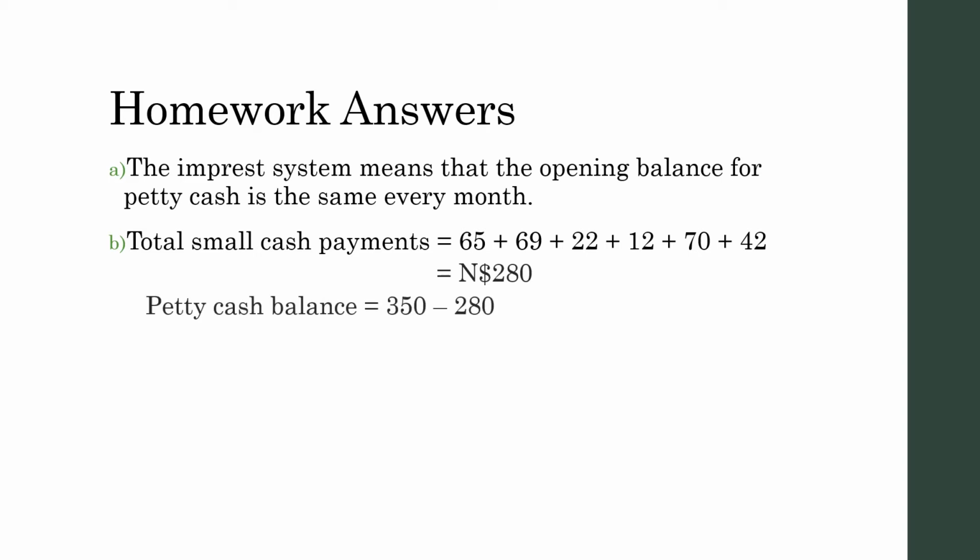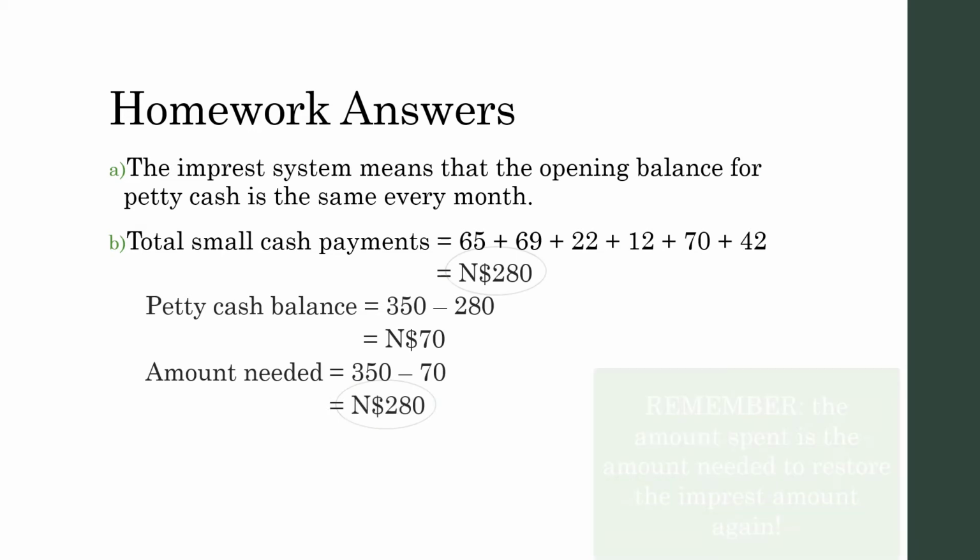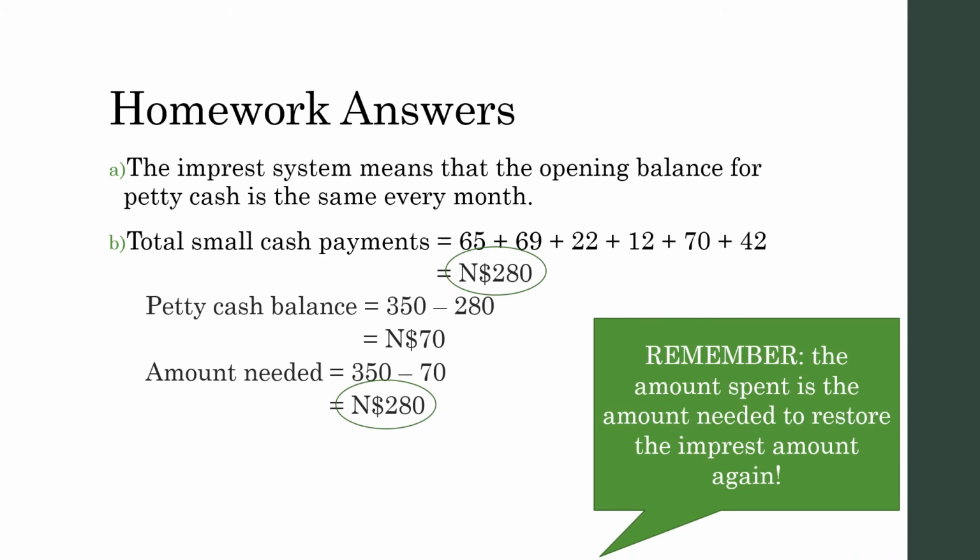If you calculate the balance of your petty cash, that was $350 Namibian that was available, the imprest amount, minus the total spent, you will have a balance of $70 Namibian. To calculate the amount needed to restore the imprest amount, 350 minus 70, it gives you $280 Namibian, the total that was spent. So remember, the amount spent is the amount needed to restore the imprest amount again.